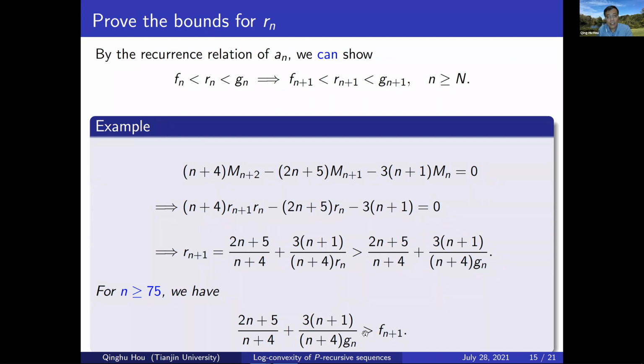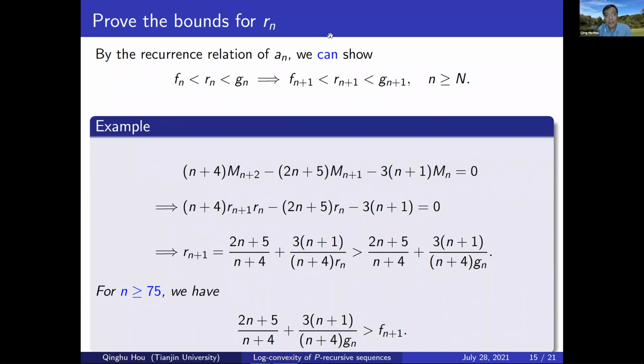Why does n need to be large enough? This one is a rational function in n, and this one is also a rational function. If we compute them, we will find the leading term of the difference of these two is positive. But we need to check the largest root. The largest root is about 74. So we require n to be bigger than 75.